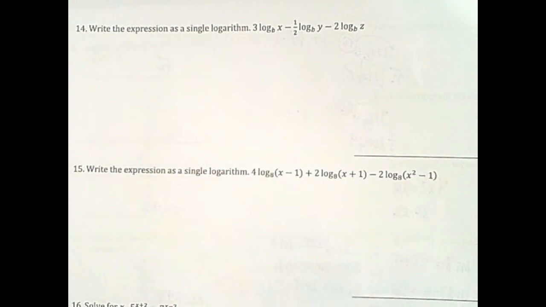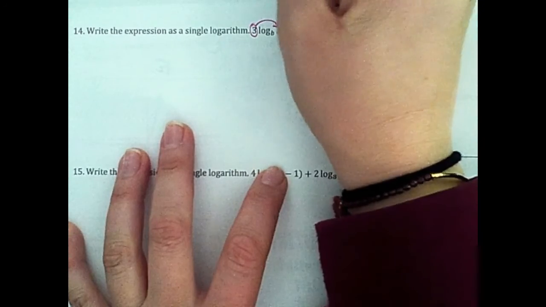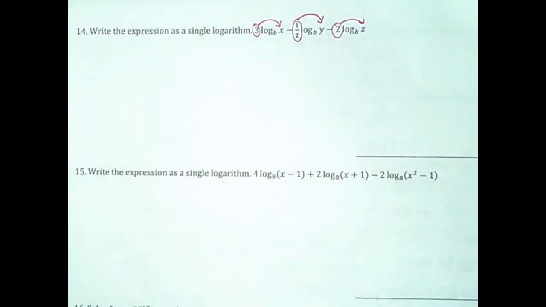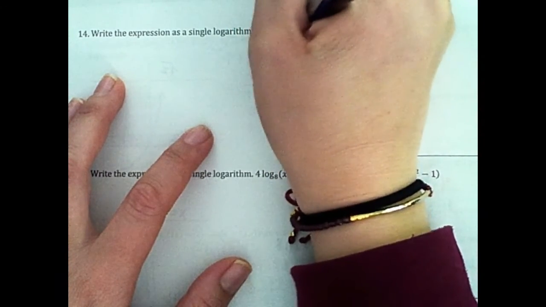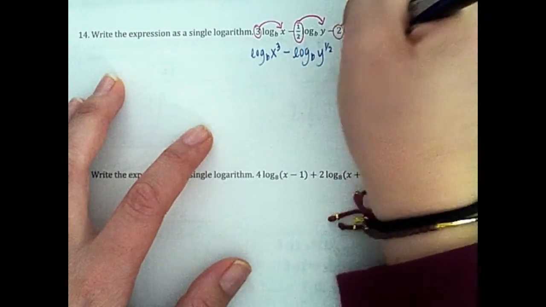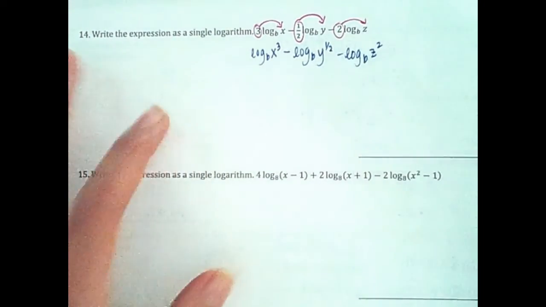So remember on 13, we kind of followed the same order of rules. So the first thing that I am going to do is the power rule. So the 3 would move, the 1/2 would move, and the 2 would move. All of those have powers. So it would turn into log base b of x cubed minus log base b of y to the 1/2 minus log base b of z squared.